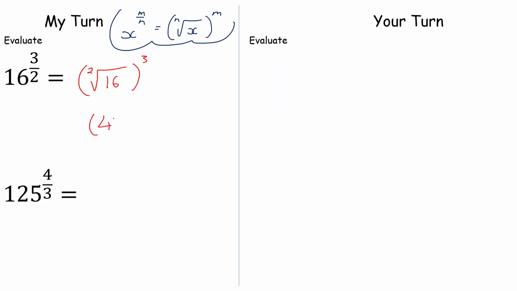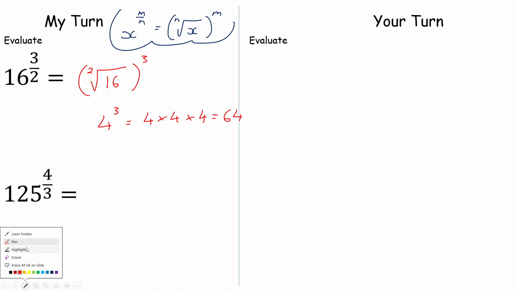So we've got a 4, and you're raising that to the power of 3. And again, the bracket now doesn't really need to be there. We can just go and write 4 cubed, which means 4 times 4 times 4. And 4 times 4 is 16, times by 4 again, gives you an answer of 64. And that is your answer for the first one.